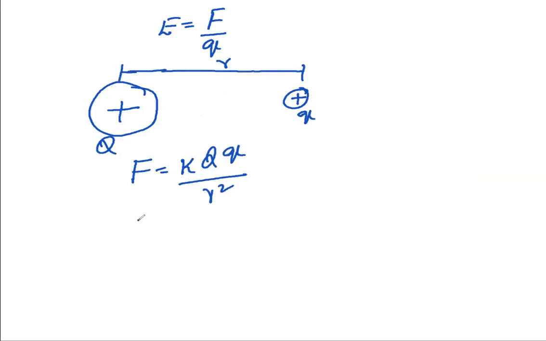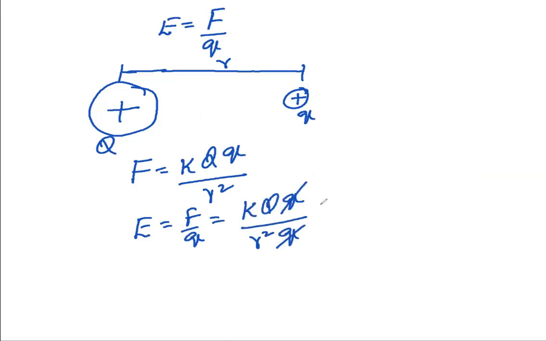Now, as we know that the electric field is equal to F divided by q, putting the F value in this equation, you will get K capital Q divided by R square into q. So this q will cancel out with this q, and you will get K Q divided by R square, or you can say Q divided by 4 pi epsilon R square. So your electric field will be equal to Q divided by 4 pi epsilon R square.